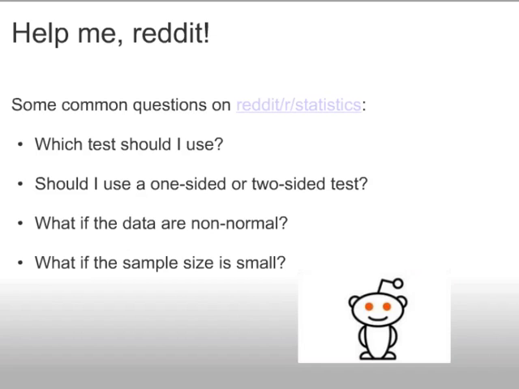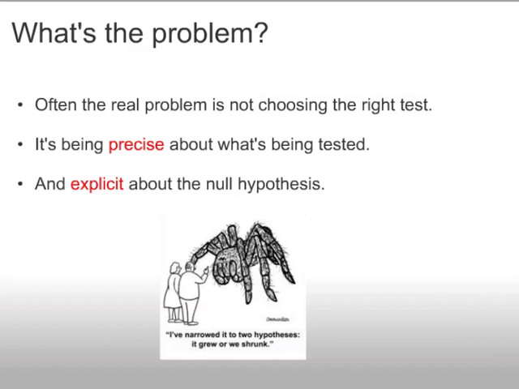And usually what happens is that I'll talk to the author of one of these questions, and what I find out is that the real problem is not just choosing the right test. The answer is not, you should use a z-test, go. What's usually going on is that the person asking the question hasn't really figured out what the hypothesis is that they're trying to test, and they don't have an explicit idea about what the null hypothesis is. And I'll talk about that in just a second.